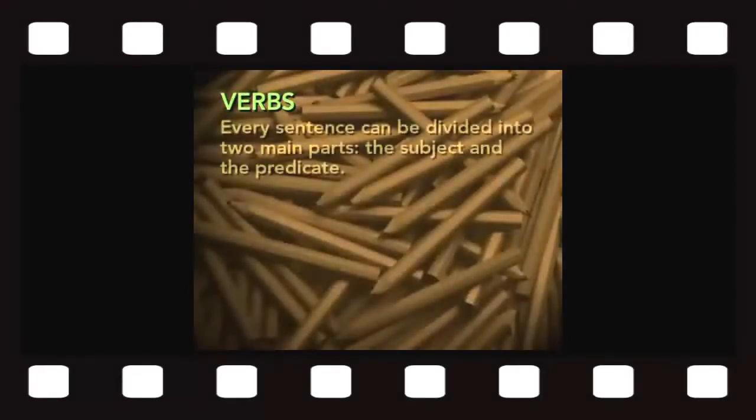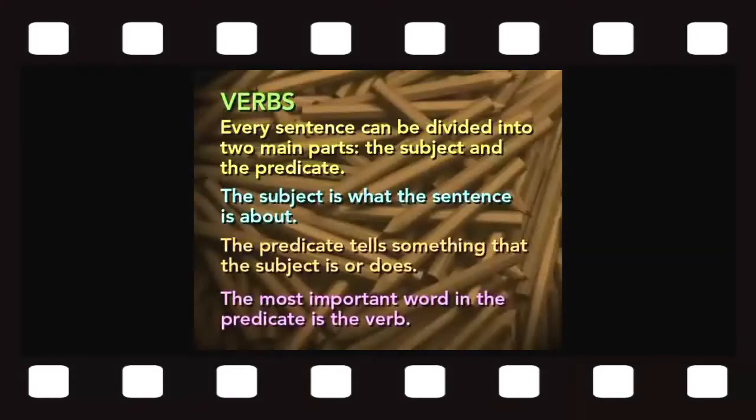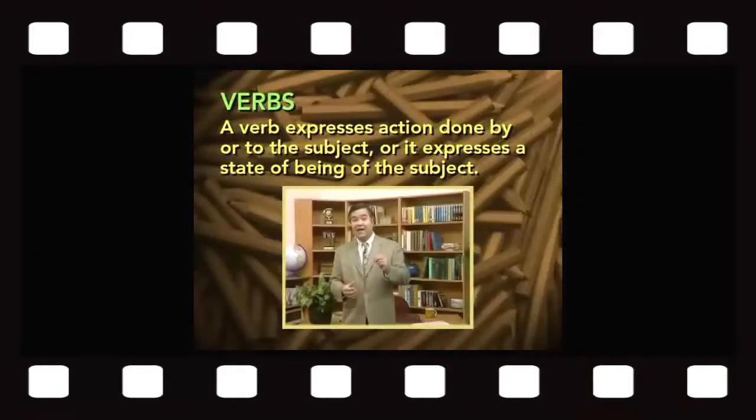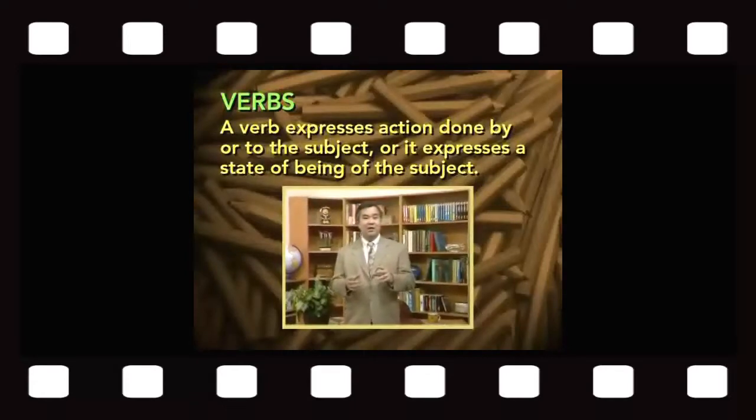Let's begin with verbs. As you recall, every sentence in English can be divided into 2 main parts, the subject and the predicate. The subject is what the sentence is about. The predicate tells something that the subject is or does. And within the predicate, the single most important word is the verb. A verb expresses action done by or to the subject, or it expresses a state of being of the subject.